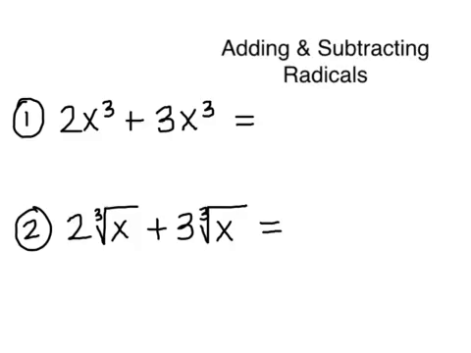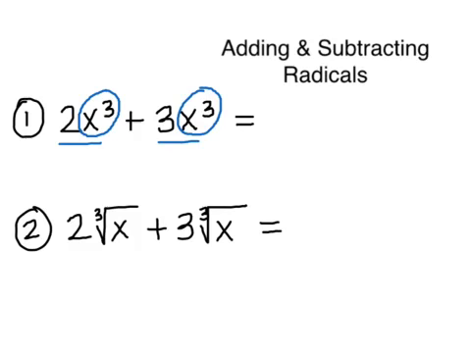Adding and subtracting radicals is very similar to adding like terms. If you recall, if we have two terms that are being added together, they're considered like terms if not only do they have the same letter, but the same letter or variable with the same exponent on that variable. So these are considered like terms.